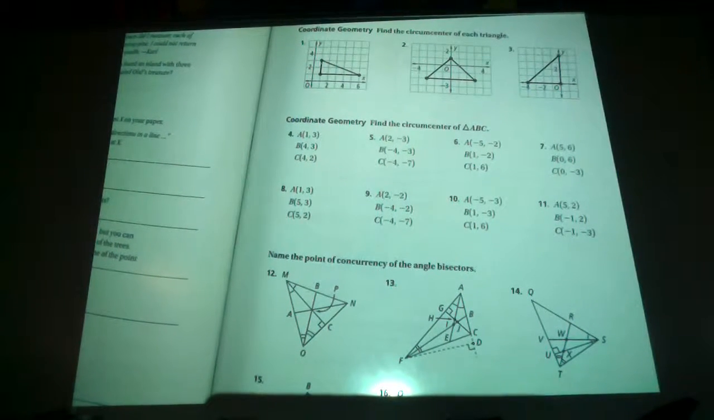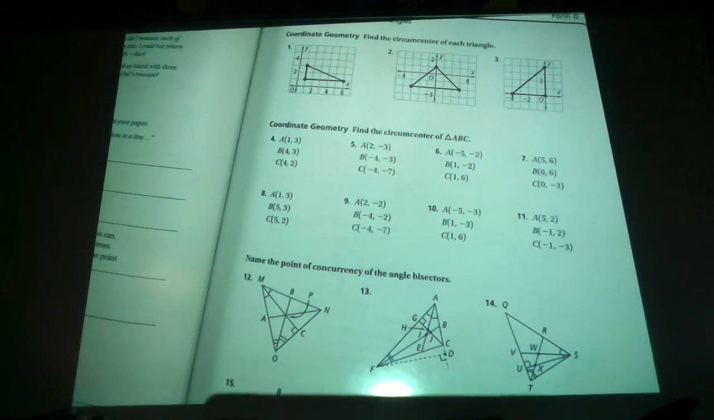So let's look at your workbook page here. You're going to need a piece of graph paper because I want to show you how to do questions 4 through 11. I'm going to just choose something at random. And you'll notice that all of these points that they're giving you tend to create these right triangles.